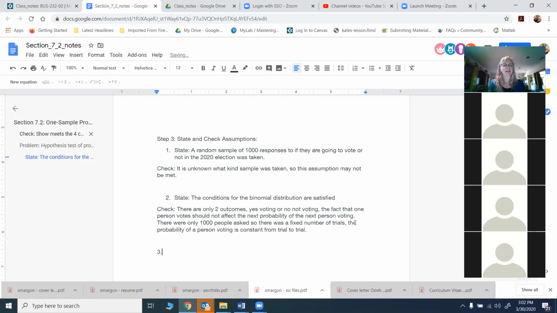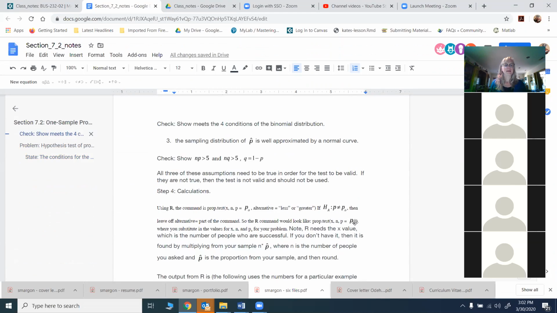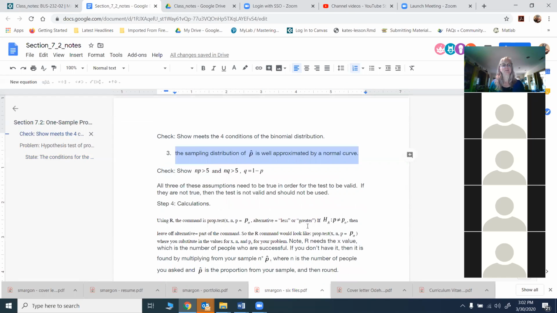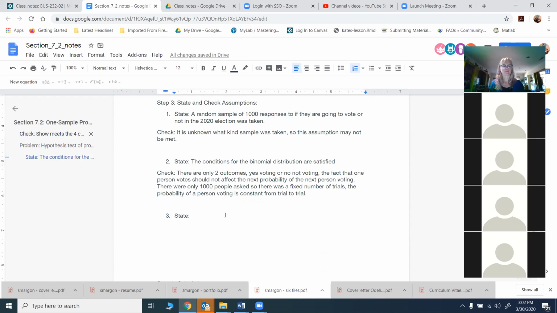And now the third one, in this case, is just one that we can state directly as it says. The third assumption here is that the sampling distribution of p hat, which is the sample proportion, is well approximated by a normal curve. So I would just state this one exactly as it is, and then I'll show you how we check it. Are we allowed to copy paste that? If it comes on a test, you can just copy paste it. Awesome. Just like I just did. I love to copy paste. I'm too lazy not to.